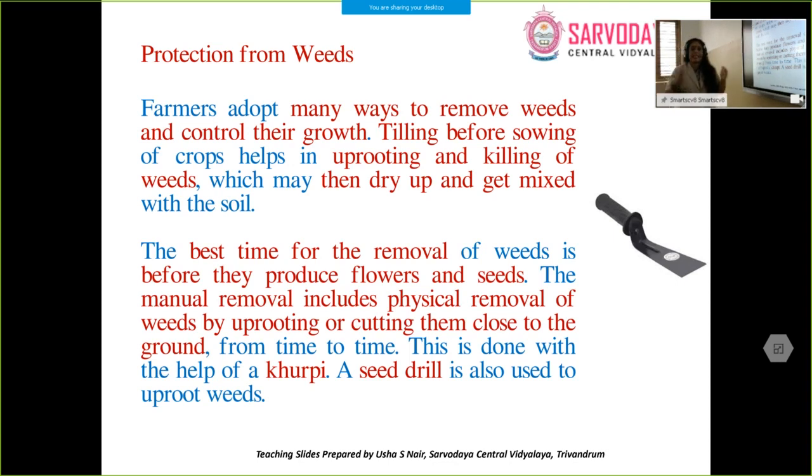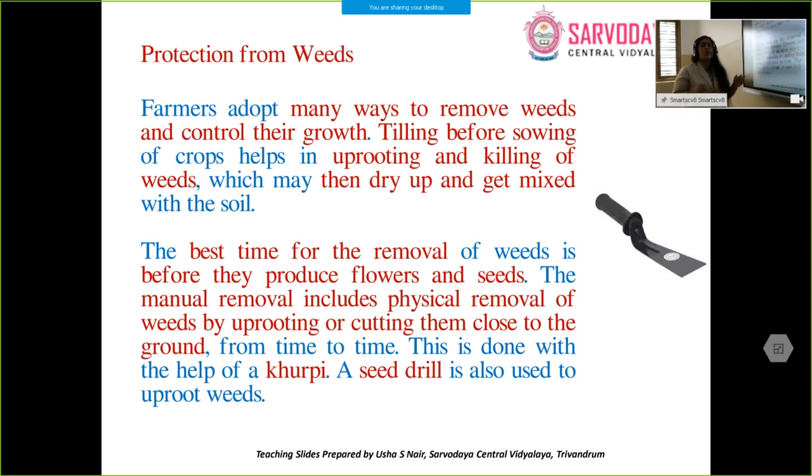If that process, tilling or plowing, is done before sowing the seeds, such plants can be removed easily, and they may then dry up and get mixed with the soil. So when the tilling is done, such plants can be removed easily and faster. So one method is that.